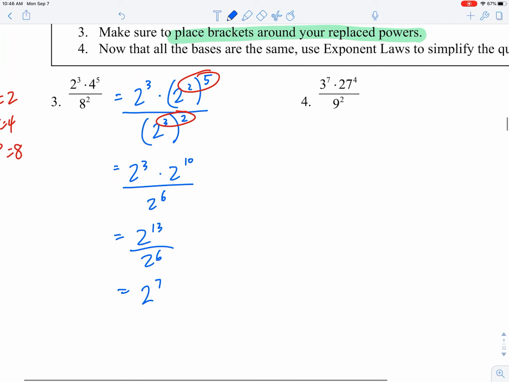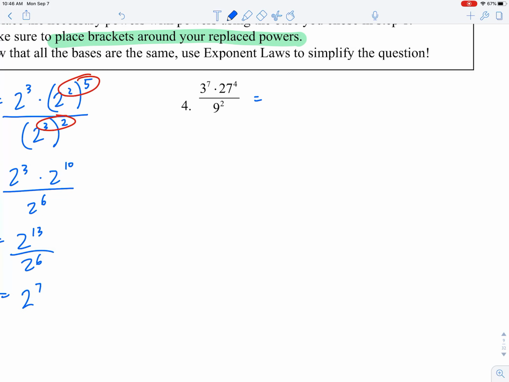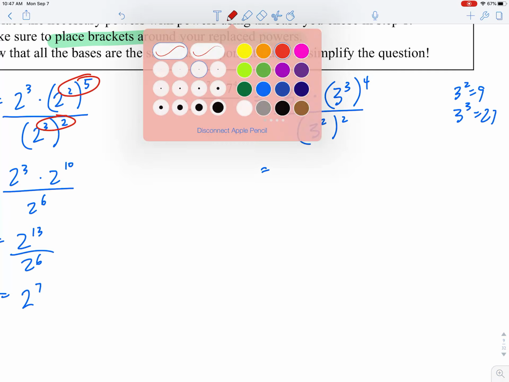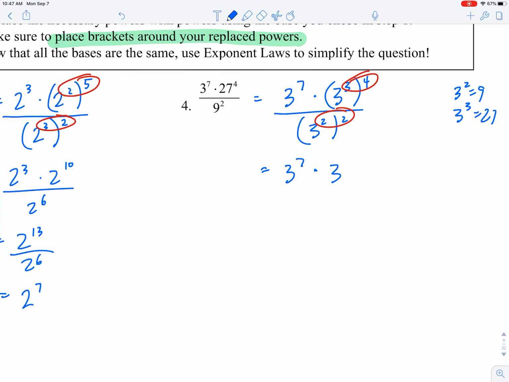Question 4 is so much the same as the other one. I'm going to do it pretty quickly. So 3 to the 7 stays the same. 3 squared equals 9. 3 to the 3 equals 27. So it's going to be 3 to the 3 to the 4 over 3 squared squared. Power of powers on those, so I'll be timesing the exponents. So 3 to the 7 times 3 to the 12 over 3 to the 4 gives me 3 to the, I add them because I'm timesing the bases. So add those exponents, get 19. Now I'm dividing, so I subtract and I get 3 to the 15.